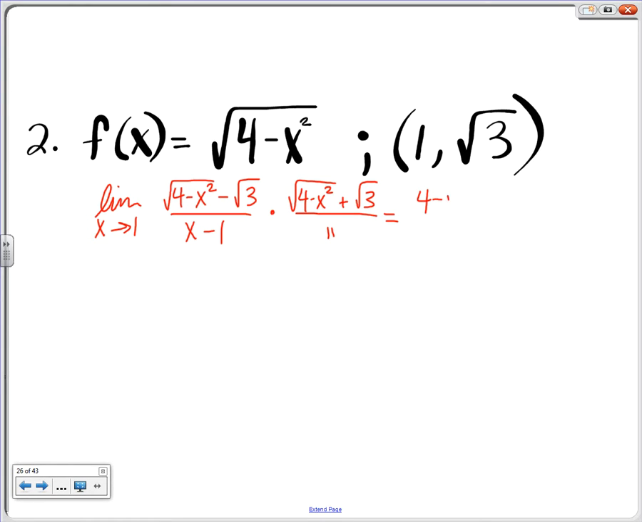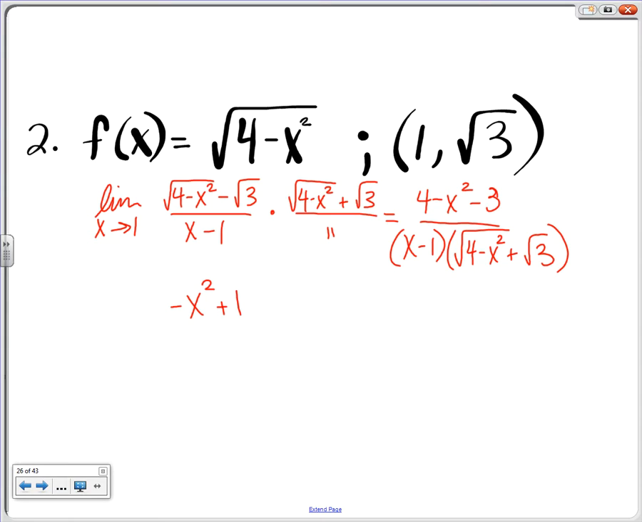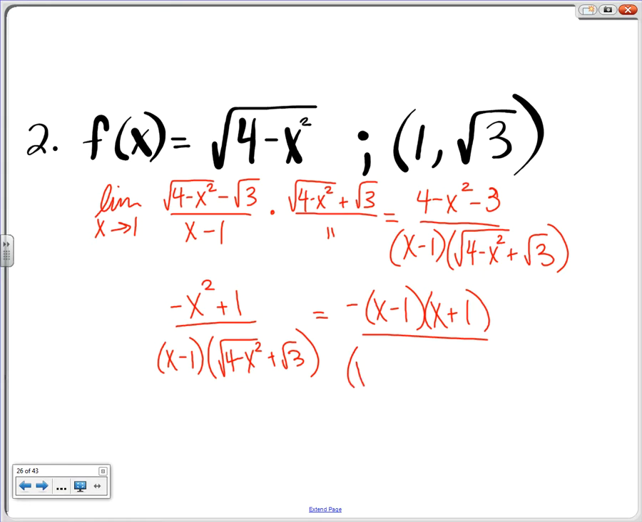So in the numerator, I have this. My denominator looks like that. Up top, that will be negative x squared plus 1. Bottom, I have this big old thing. I can take out a negative, and then I can factor by perfect squares in the numerator, which you will see is going to end up canceling with my denominator. And now I should be ready to go ahead and plug in a 1.